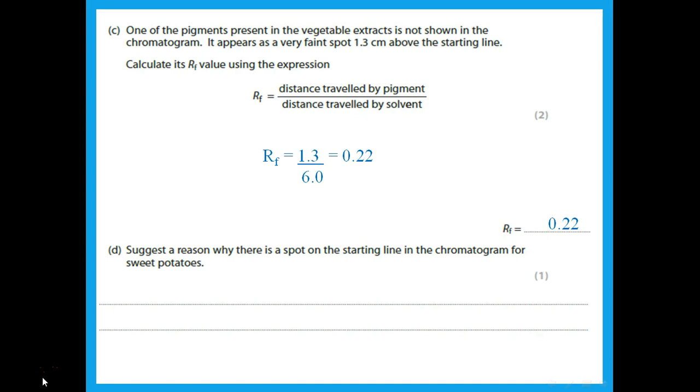Okay, do you understand how to get RF value? Now, the reason why there is a spot on the starting line in the chromatogram for sweet potatoes: sweet potatoes has a spot that did not go up at all. If you have a spot that did not go up at all, that means that the pigment does not dissolve in the solvent, or that specific dye, that color, does not dissolve in the solvent.